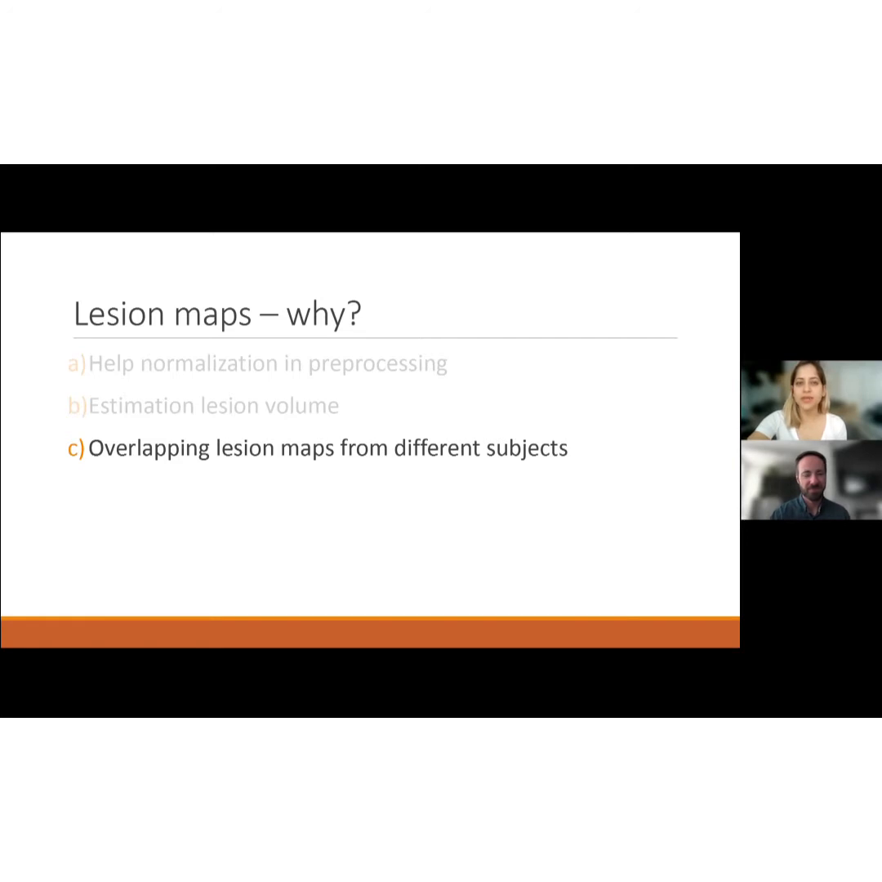Under the same reason, maybe we want to see the overlapping lesion maps from different individuals. So we first have to segment the lesions, and then we take them from the native space to the standard space. So we normalize the lesions, and then we can create an overlapping map and see how much of the lesion is overlapping between different subjects when we overlay the lesion on top of the other. So this is another reason why we want these maps.